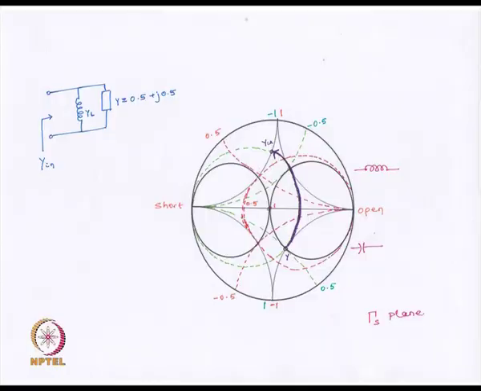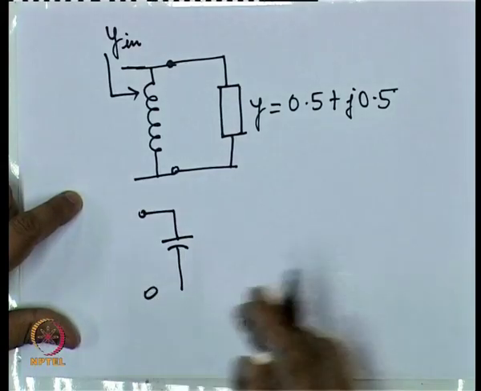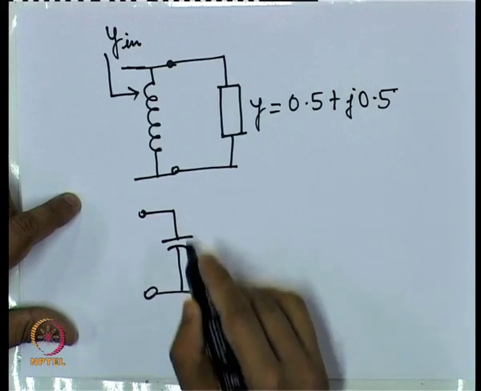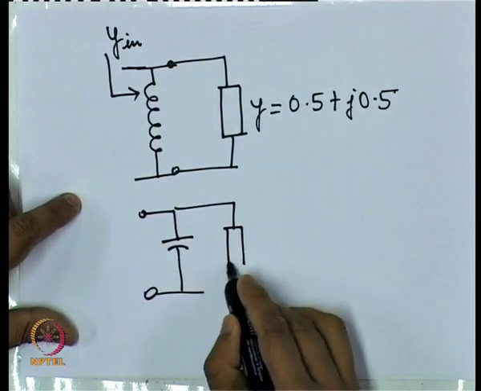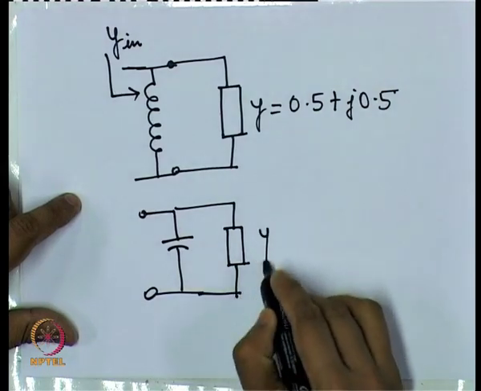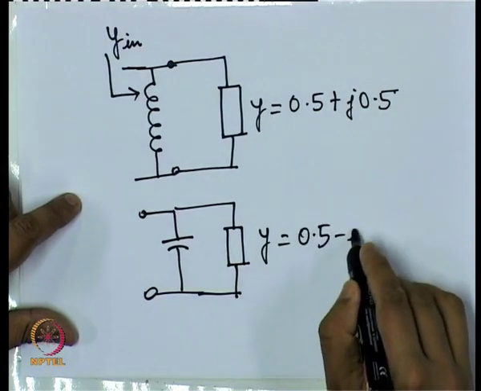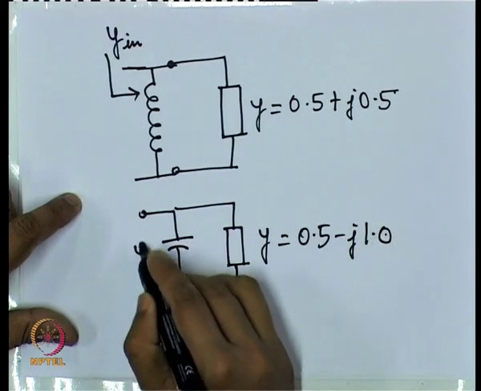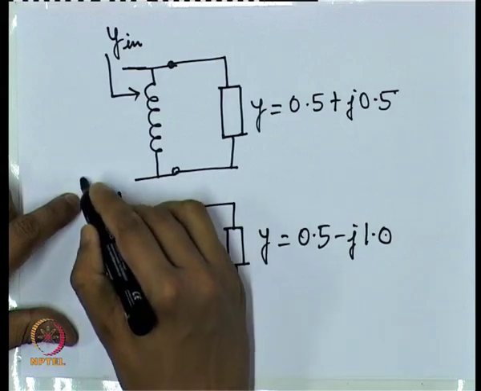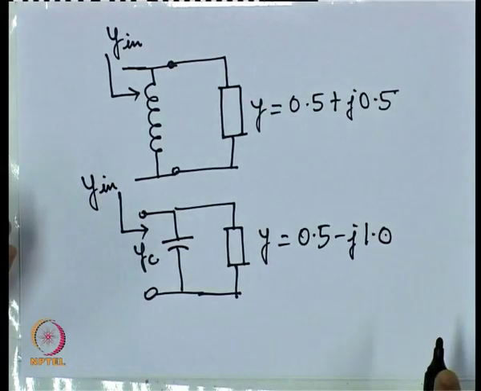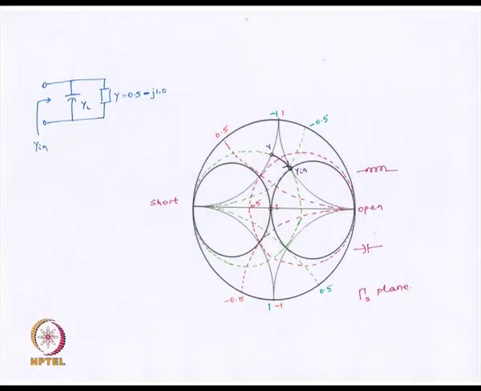And finally, let us consider the case when we have a capacitor in shunt, with a load. So, say our y is equal to 0.5 minus j 1.0 and this is yc. What will y in be? And we see that on connecting a capacitance in shunt, y traverses in the anti-clockwise direction along a constant conductance circle till it reaches the point y in.